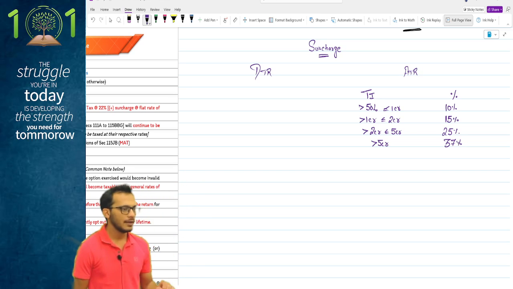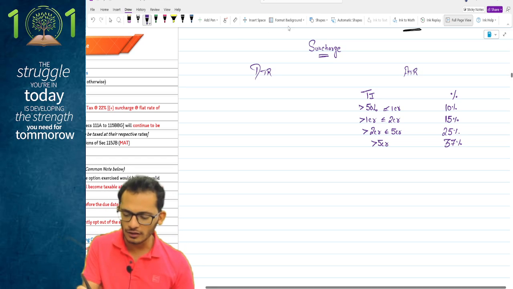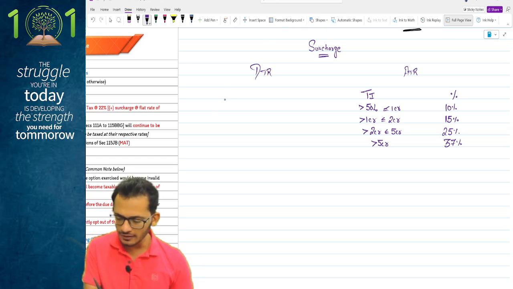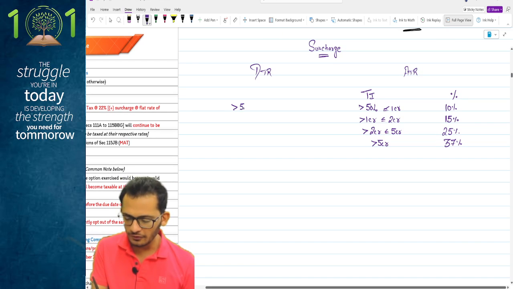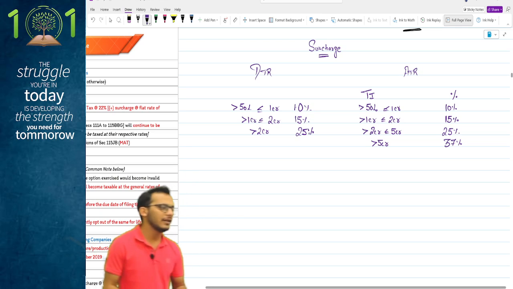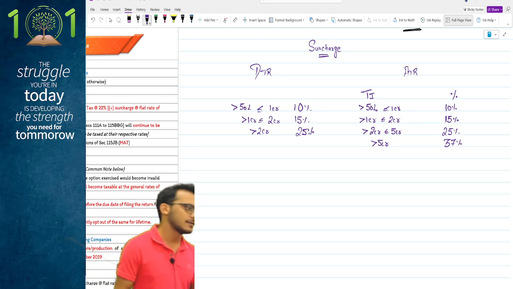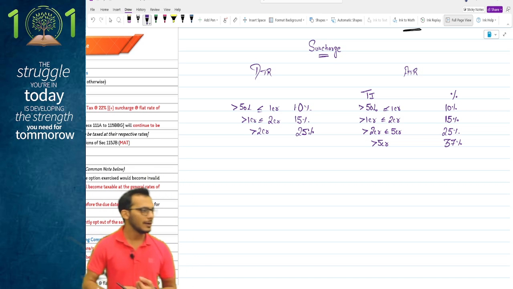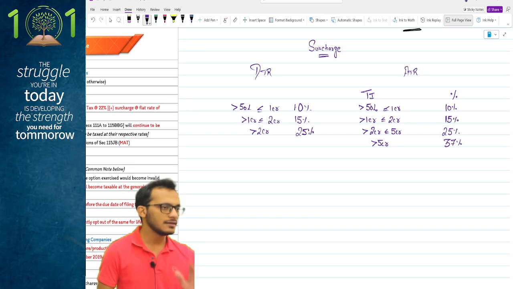If you come to the left side, income tax says, Rahul, whatever you wrote on the right side, same copy paste, which means it will be more than 50 lakhs up to 1 crore 10%. After 1 crore up to 2 crores, it is 15%. After 2 crores, it is 25%. The extra benefit given under the default tax regime is that you do not have a surcharge rate of 37%. You only have a surcharge up to a maximum of 25%. This is what the provisions say.